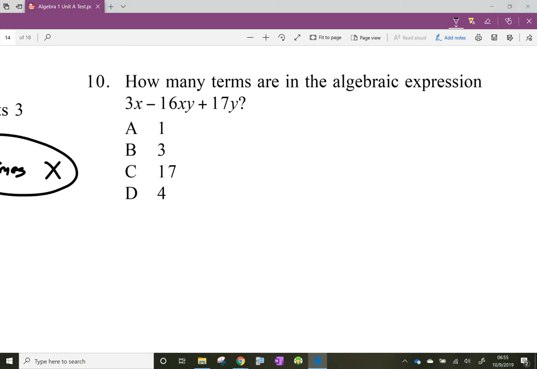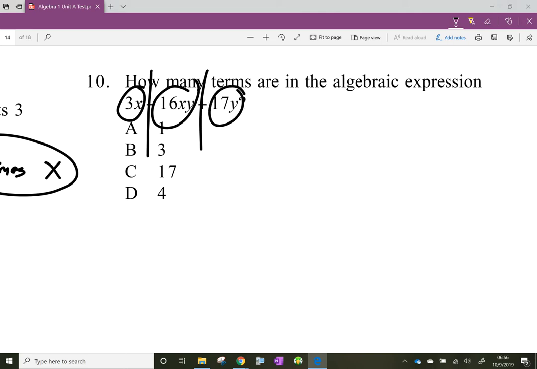How many terms are in the algebraic expression? Now, this confused people originally because they saw the double xy here. But think of this. All terms are separated by plus and minus signs. So anywhere you see a plus sign or a minus sign, make a barrier. There's a minus sign here. There's a plus sign here. Now, that separates all the terms. So now you can count out the terms. We have 3x as a term, 16xy as a term, and 17y as a term.